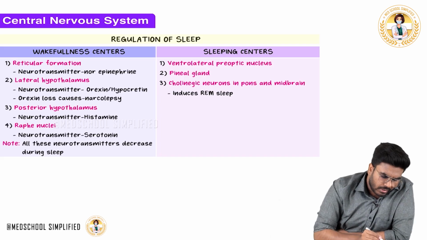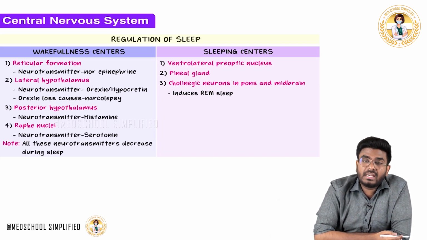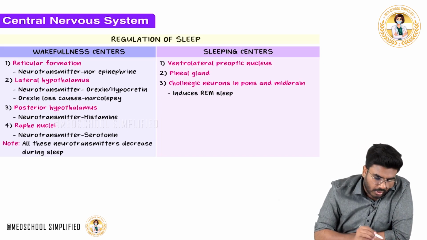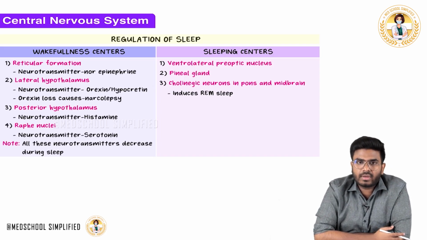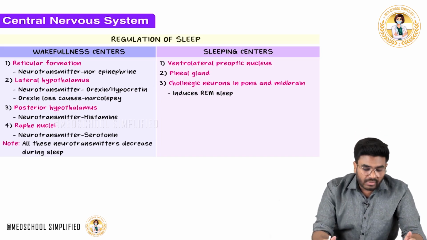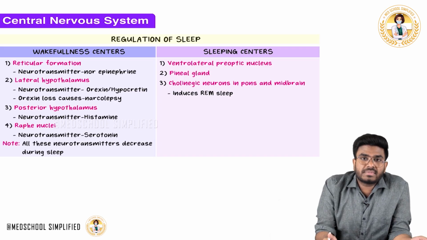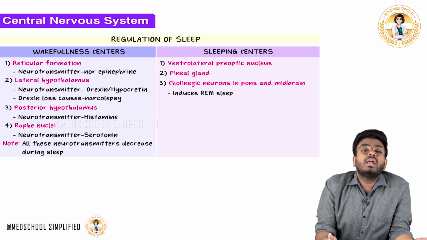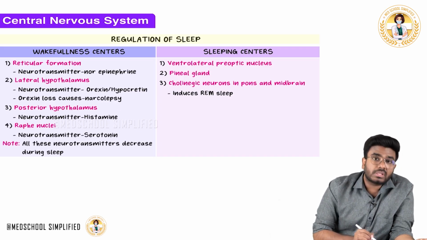Now, lateral hypothalamic nucleus. Already we have discussed this. It produces a neurotransmitter called orexin or hypocretin, which also helps in wakefulness. Even in the previous videos we discussed that deficiency of orexin will cause narcolepsy, excessive daytime sleeping.